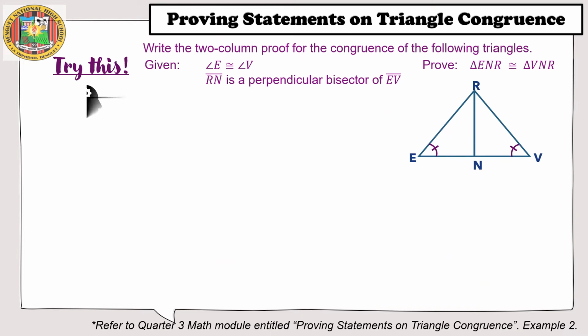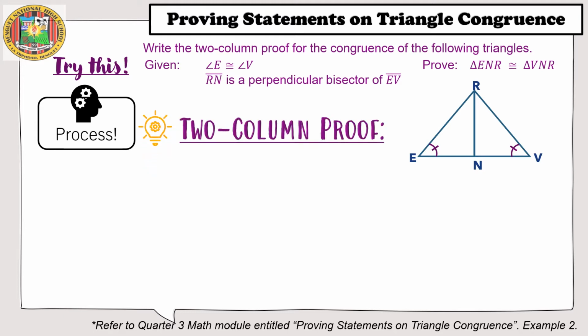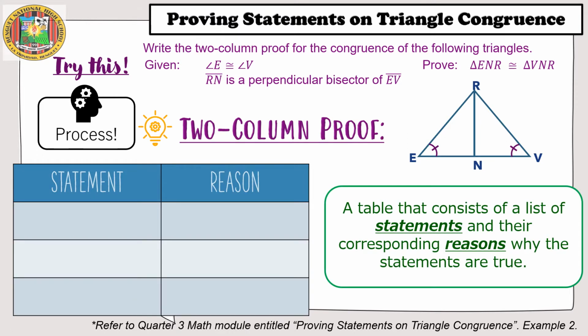Let us process what we know. In proving statements regarding triangle congruence, we use the two-column proof. It is a table where you list statements about the given triangles and their corresponding reasons why these statements are true. For example, in this problem, we begin our proof by writing angle E is congruent to angle V on the left column under statement. Then, under the right column, under reason, we write given.